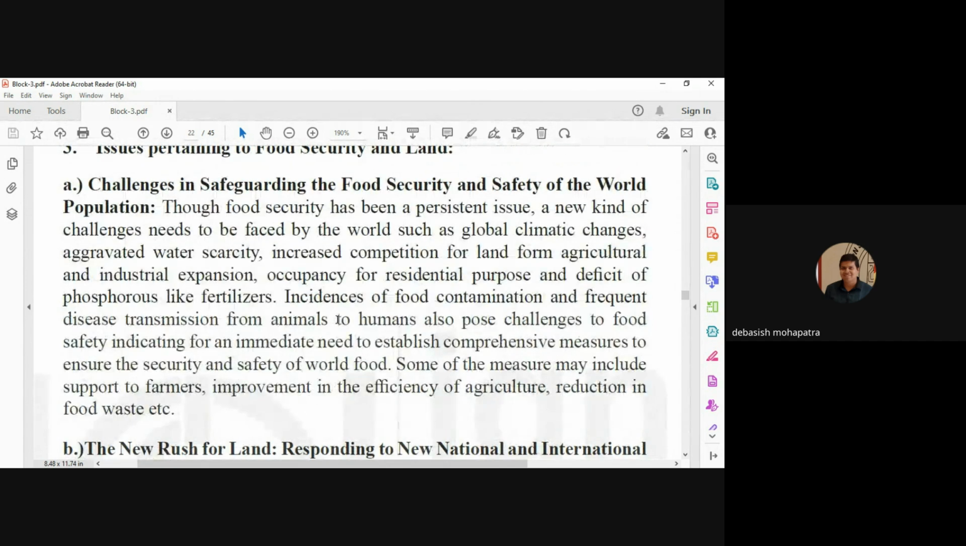Incidences of food contamination and frequent disease transmission from animal to human also pose challenges to food safety, indicating an immediate need to establish comprehensive measures to ensure the security and safety of world food.